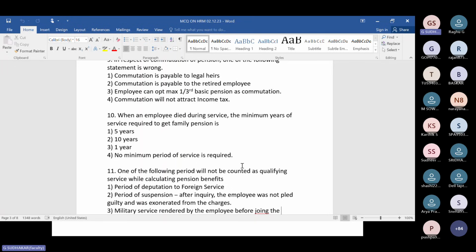Even though they are eligible for family pension, they are not eligible for compassionate appointment now, because there is no confirmation. They have not completed 55 years of service like that. So no minimum period of service is required. That is the correct answer.